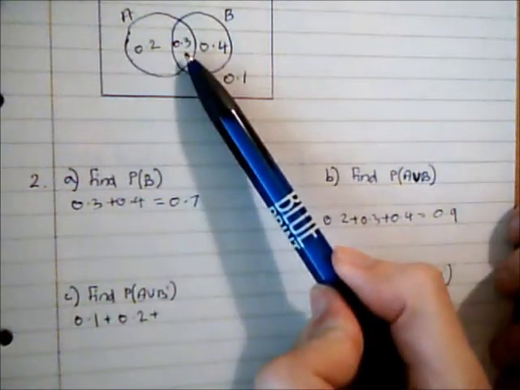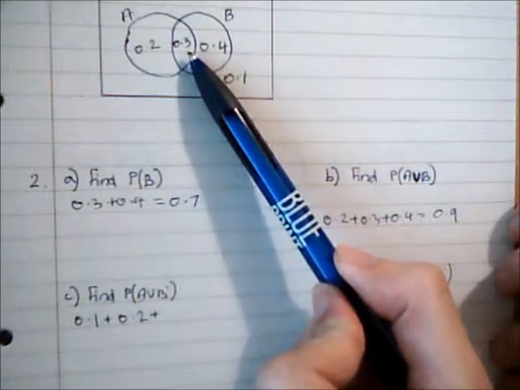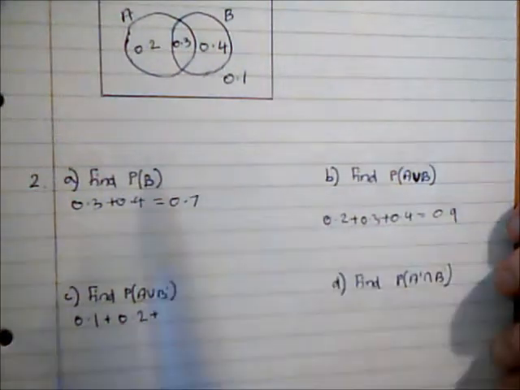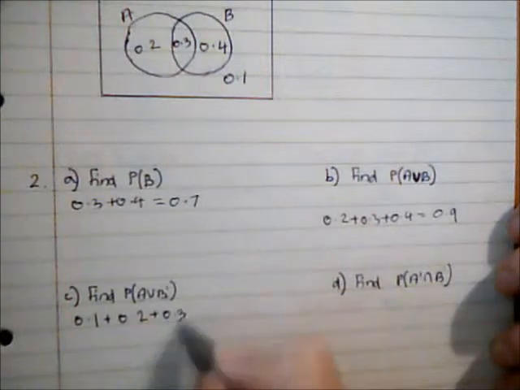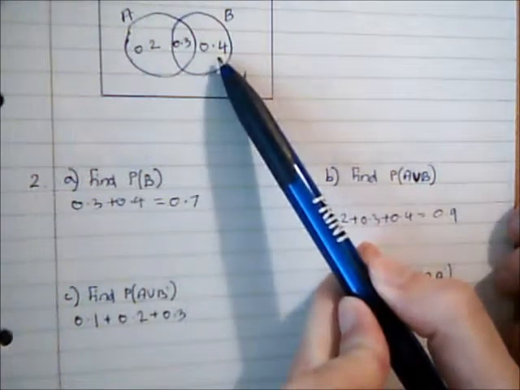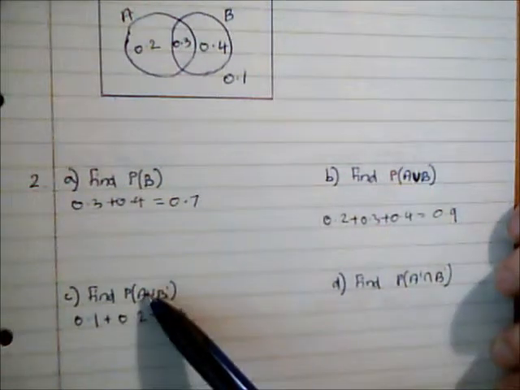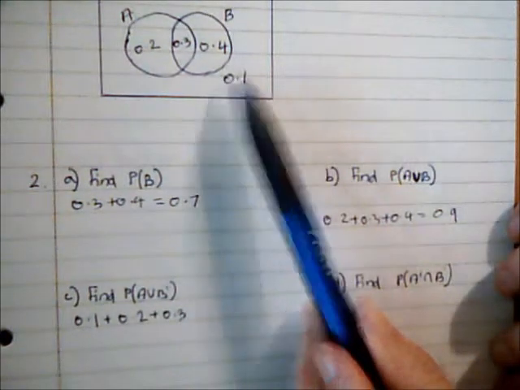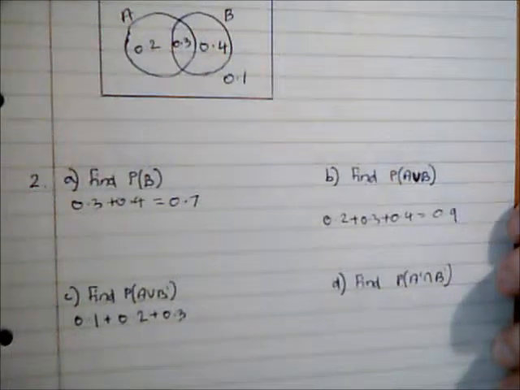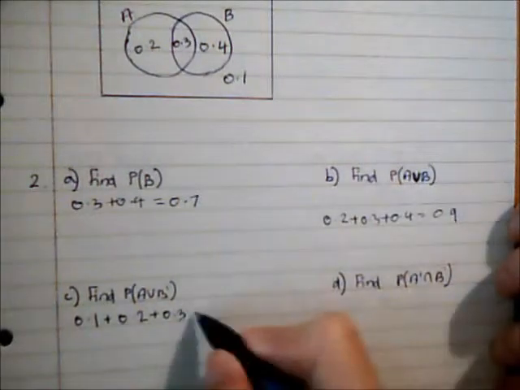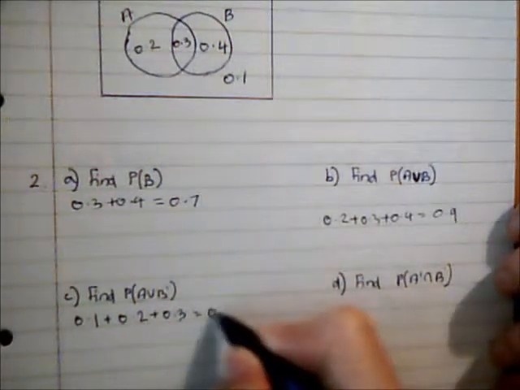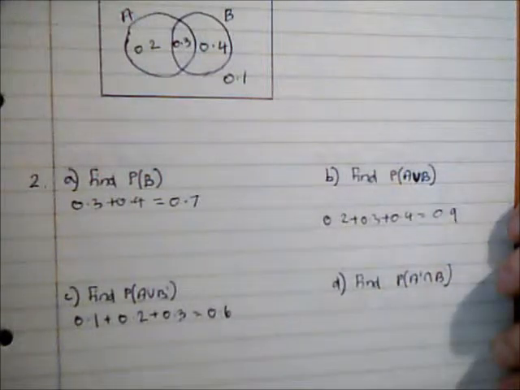About this middle bit, well, that is in A, so that meets this part of the criteria, so yeah, I need that probability. And then this one, well, this is not in A, so it doesn't meet the first part of this criteria, and it is in B, which means it doesn't meet the second part of the criteria either. So these are the only three probabilities I need, which add up to 0.6.